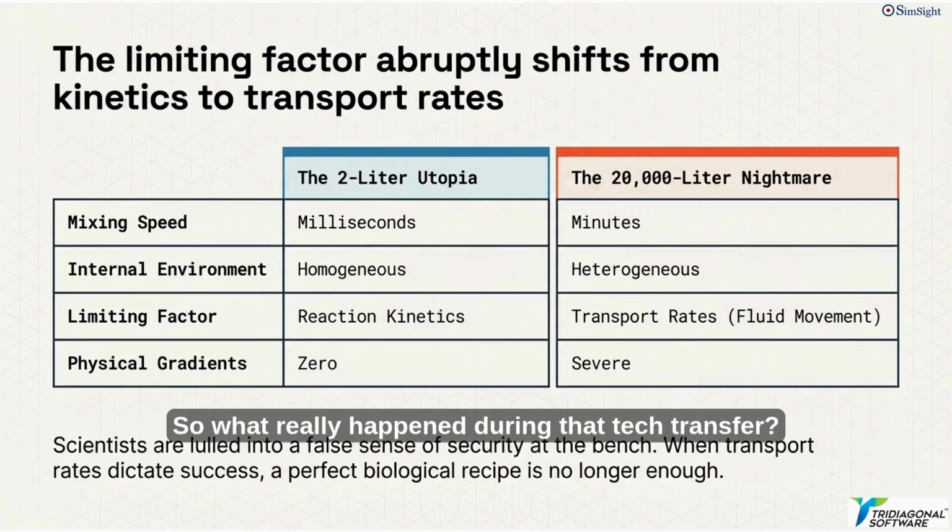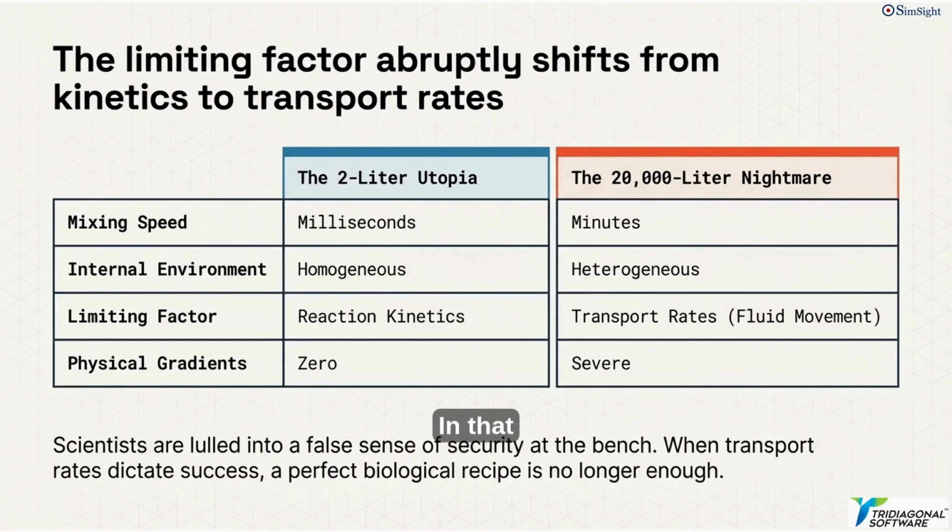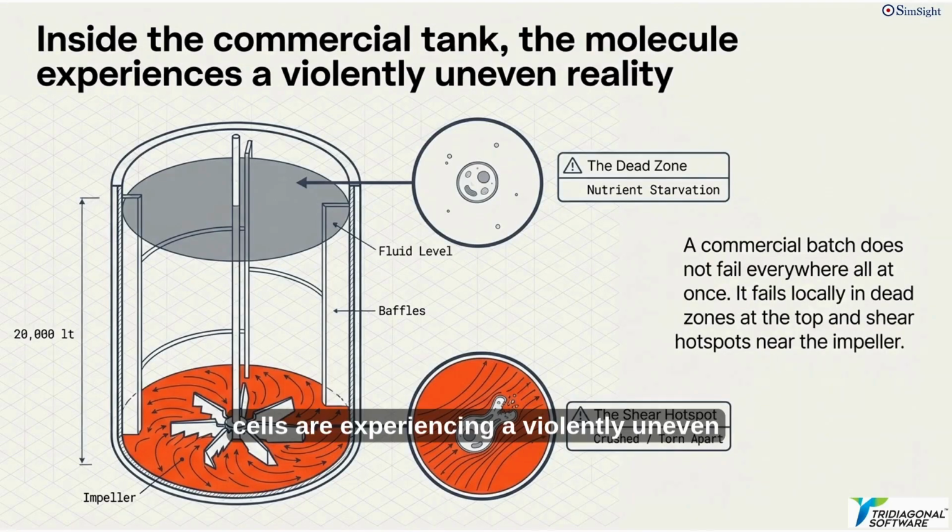So what really happened during that tech transfer? Your limiting factor abruptly shifted. In the lab, you were limited by reaction kinetics, but in the commercial tank, you're completely limited by transport rates, meaning how fast the fluid actually moves. A perfect biological recipe just is not enough anymore. Inside that massive tank, cells are experiencing a violently uneven reality. Your batch doesn't just fail everywhere all at once. It fails locally. It fails in those stagnant dead zones at the top, and it gets crushed in those intense shear hotspots at the bottom.